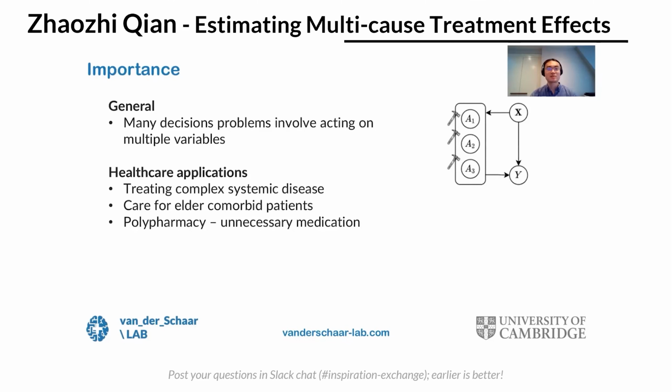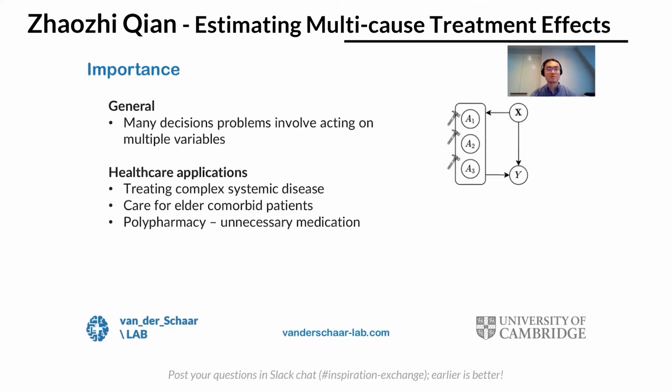Multi-cause CATE estimation is important because real-world decision problems usually involve acting on multiple variables simultaneously. It is especially important in healthcare applications. For instance, treating complex systemic disease such as cancer requires a combination of multiple drugs and therapies. Treating patients with long-term diseases also involves combining medications. What is the effect of combining a diabetes drug with a hypertension drug?